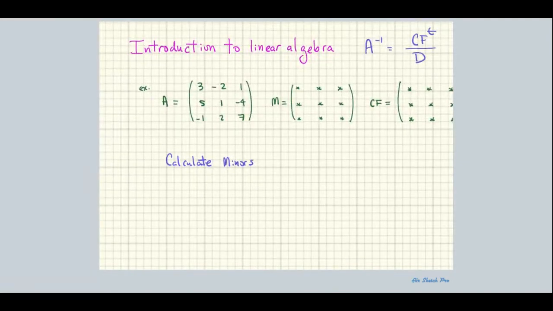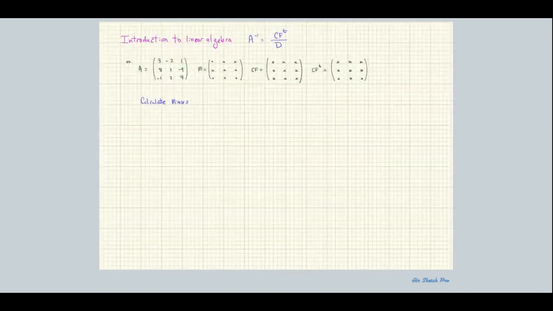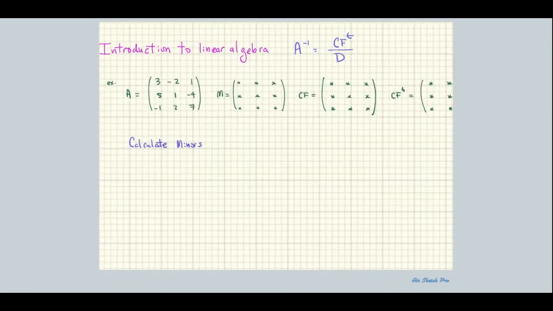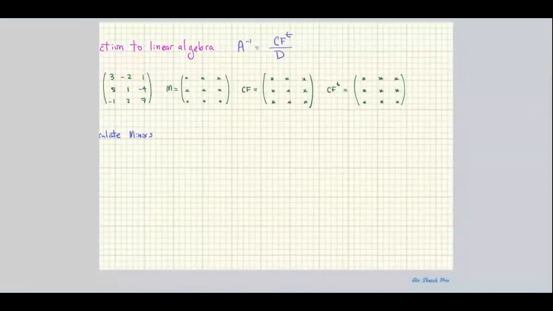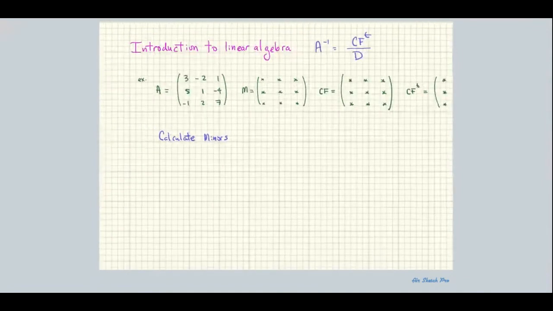Okay, so let's start off with the matrix we were just looking at. 3, negative 2, 1, 5, 1, negative 4, 1, negative 1, 2, 7. Okay? Now the first thing that you're going to do is calculate the minors. We were just calculating minors. Now you see a bunch of steps here. We're going to have to go from the original matrix A to this matrix of minors, M. So there's 9 calculations in there. And then we have to calculate a cofactor matrix. And then we have to calculate the transpose of that matrix.